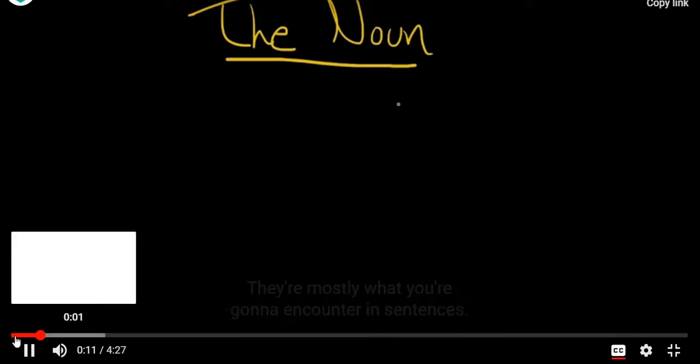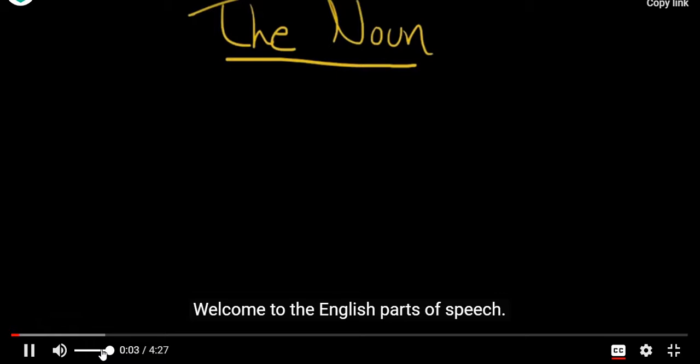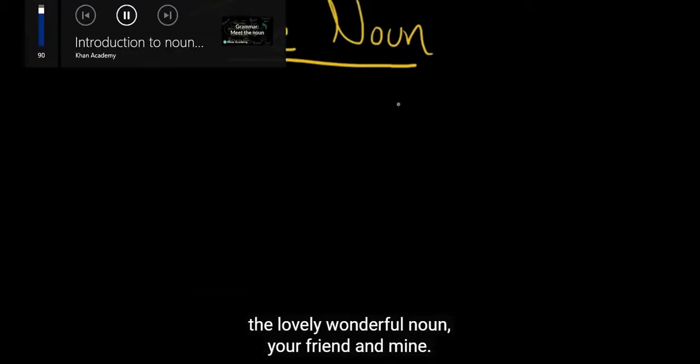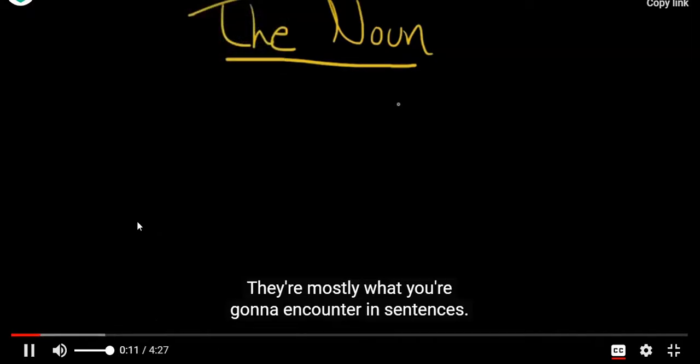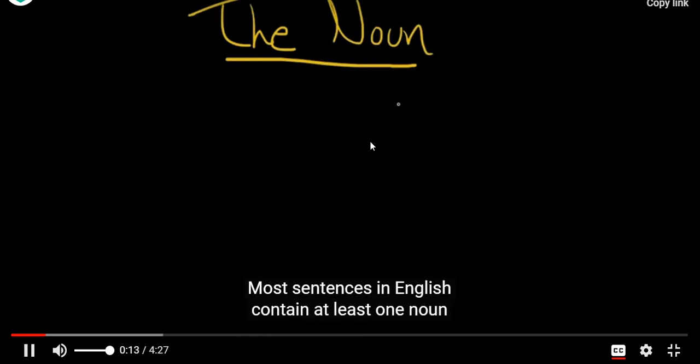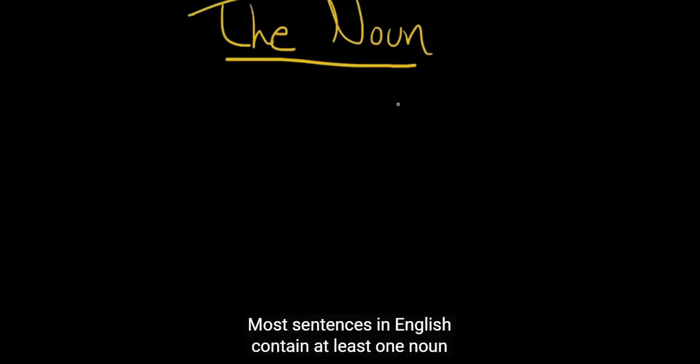What you're going to encounter. Friends, welcome to the English parts of speech. We're going to begin with the noun. Oh, the lovely, wonderful noun. Your friend and mine. They're mostly what you're going to encounter in sentences. Most sentences in English contain at least one noun or a pronoun, but we'll get to pronouns later.